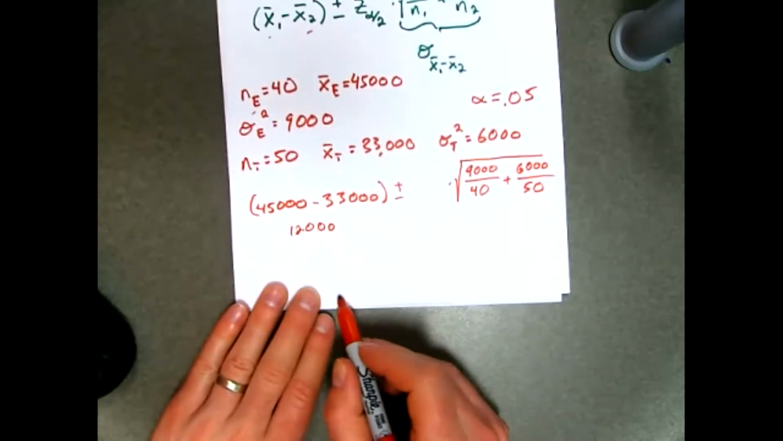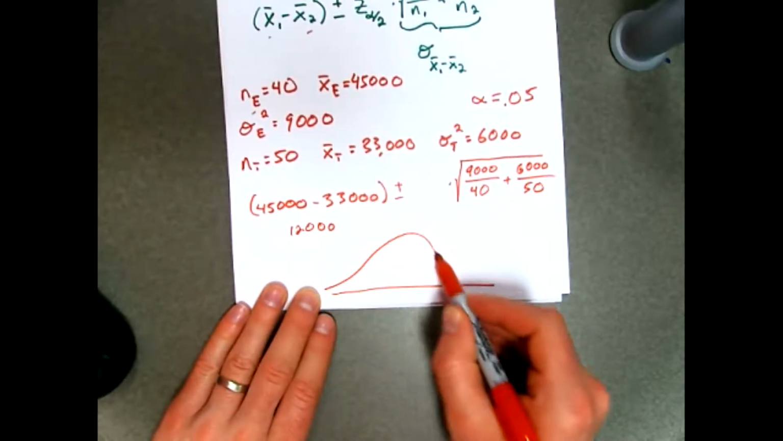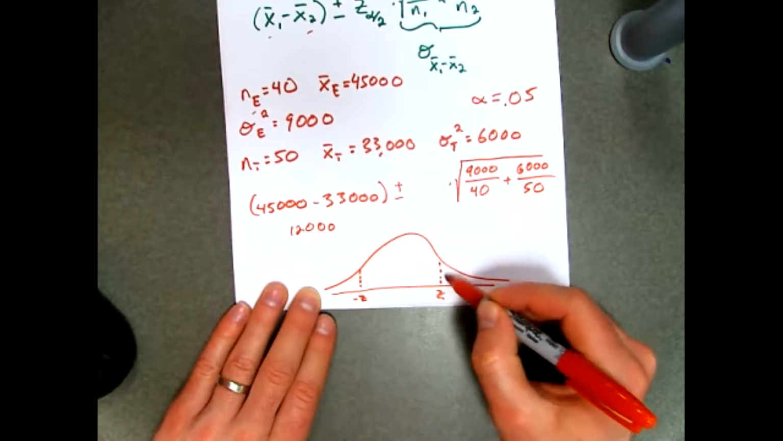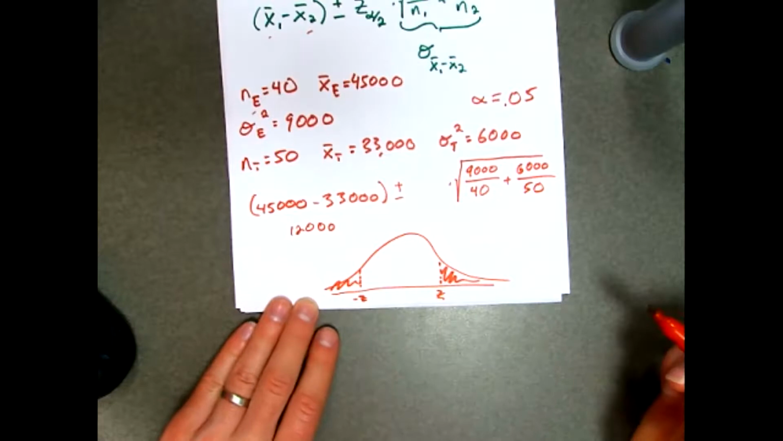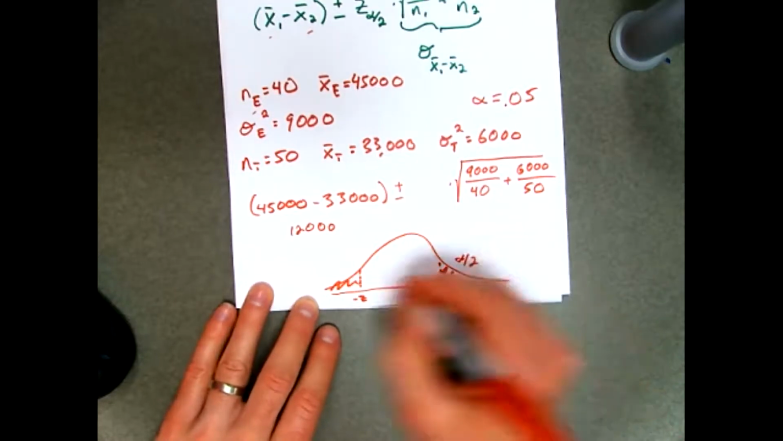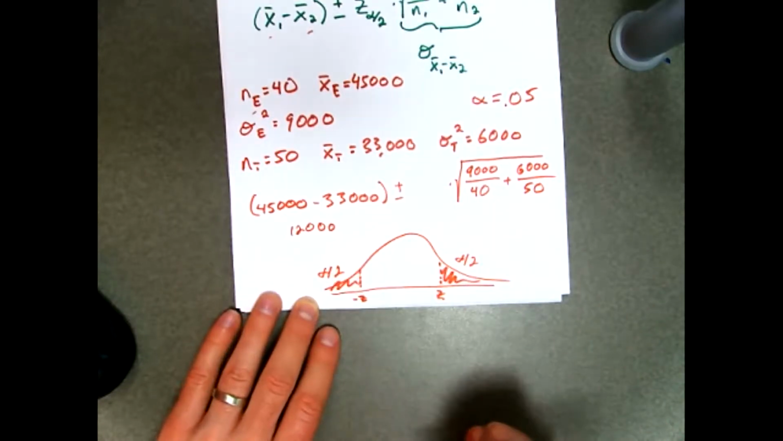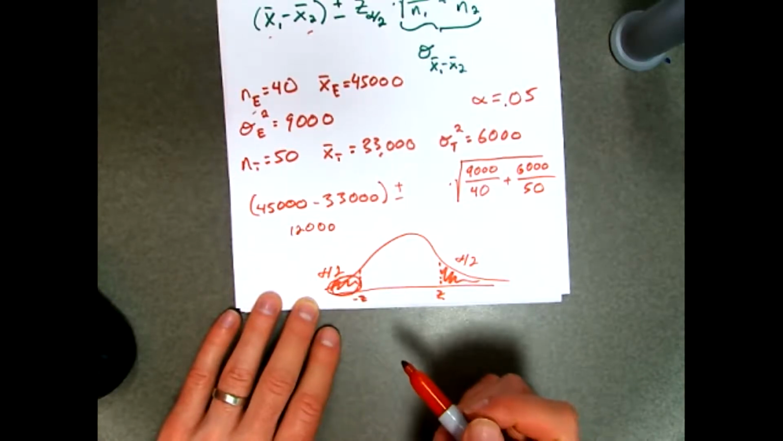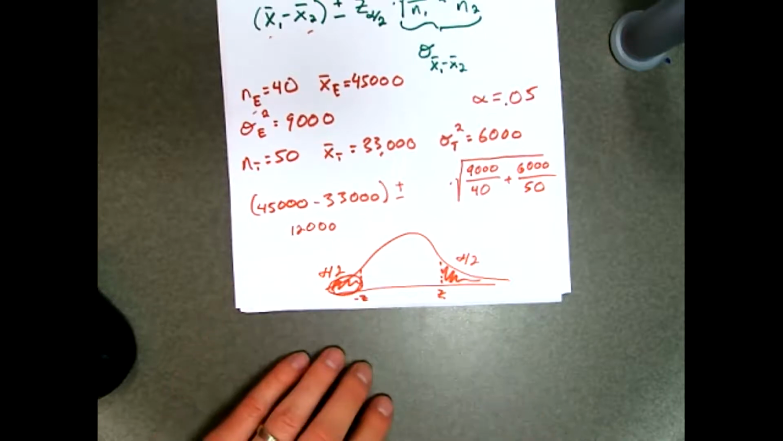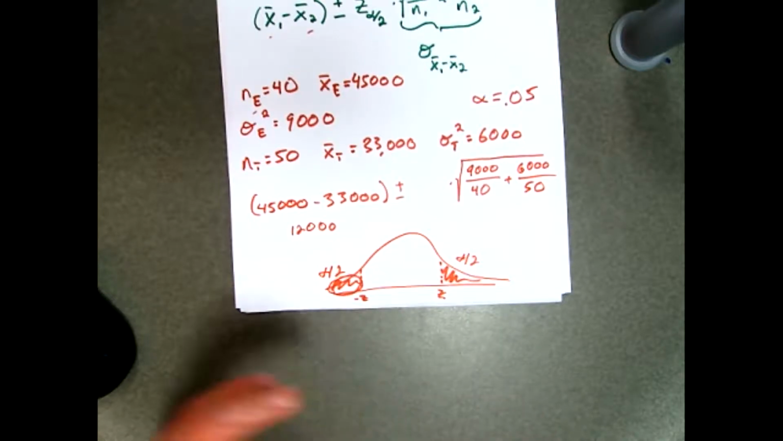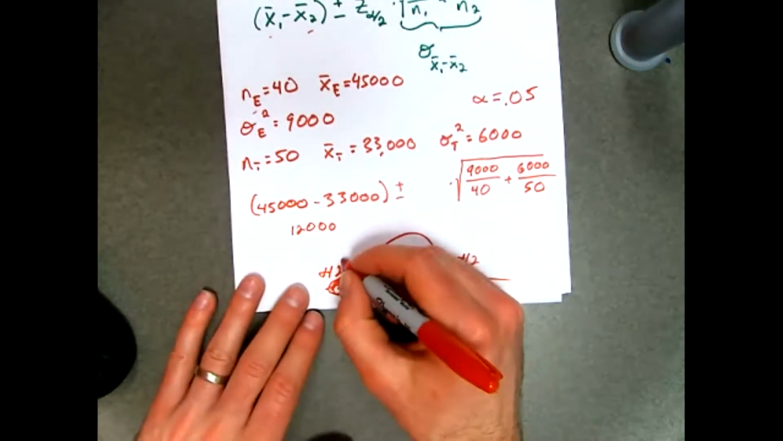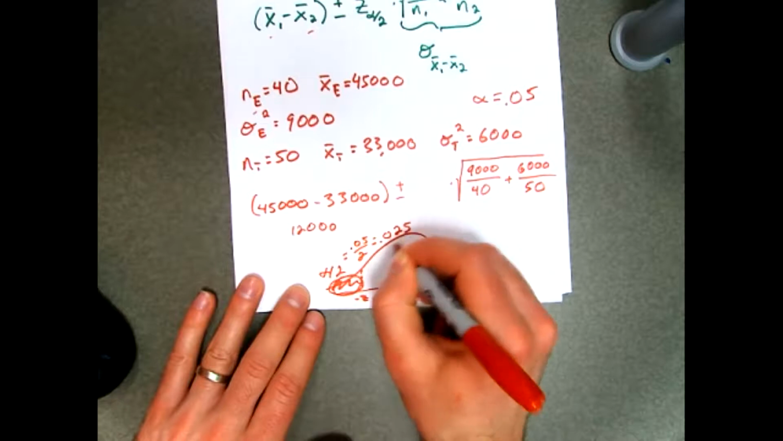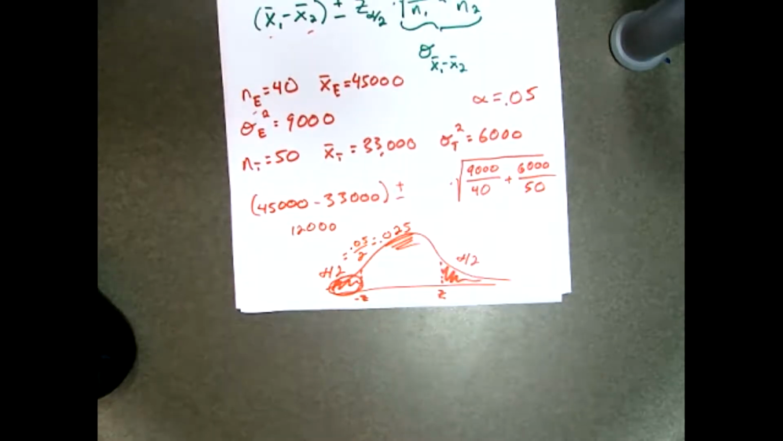So I want the z value such that I have alpha total outside of my interval, or alpha over 2 on each side of my interval. So I can use that standard normal table, look up alpha over 2 as the area I want in the tail, and figure out how many standard deviations away I need to go, or what that z value is. So my alpha was 0.05. So I'm going to want to have 0.025 in each tail there.